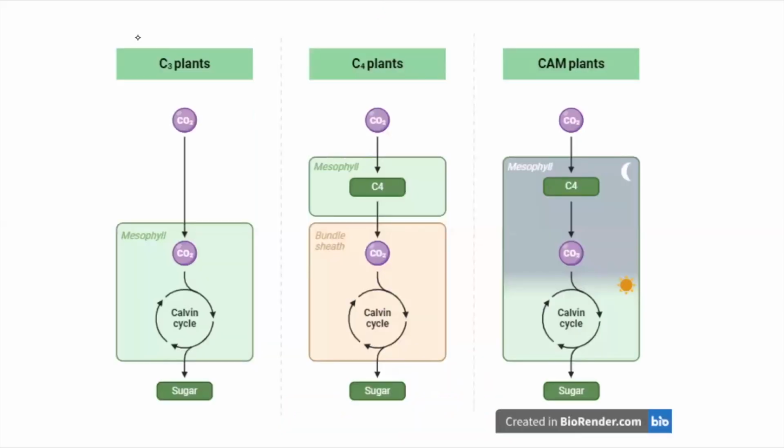You can say no, that's fine. I'll just re-explain stuff. So essentially C3 plants, these are our normal plants. The average plant is called C3. C3 plants, just CO2, Calvin cycle, sugar.